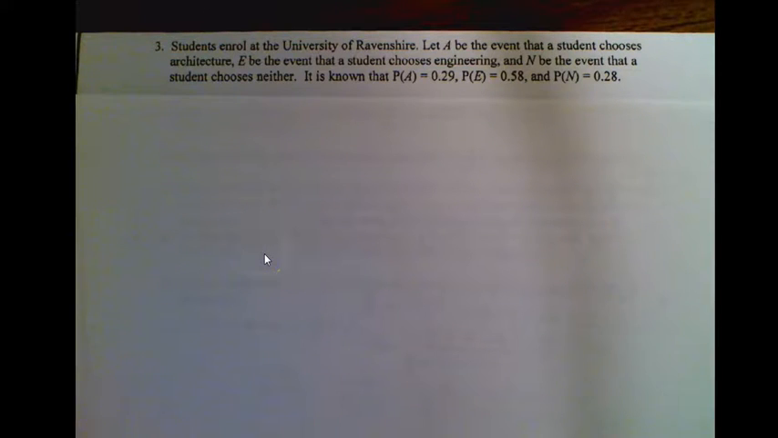All right, looking at worksheet B numbers 3 and 4 for chapter 3. So starting off with number 3. Students enrolled at university, and then they're going to define a few things for us here. Let A be the event a student chooses architecture, E for engineering, and N for neither. So they give us a few values. A Venn diagram is a great way to lay out information like this.